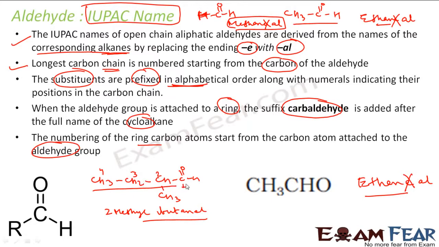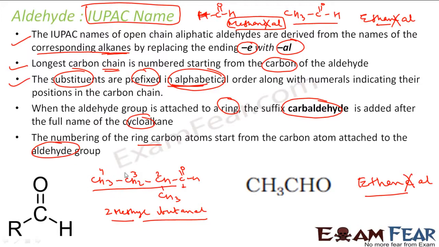Correct? See, the numbering starts from the carbonyl carbon of the aldehyde group. So it's 1, 2, 3, 4. At 2 I have a methyl group. If I have more prefixes, again I'll follow the alphabetical order. We'll take more examples to understand this.